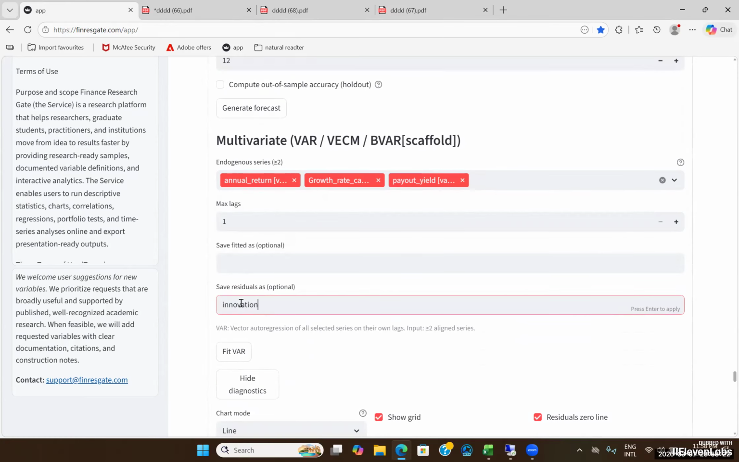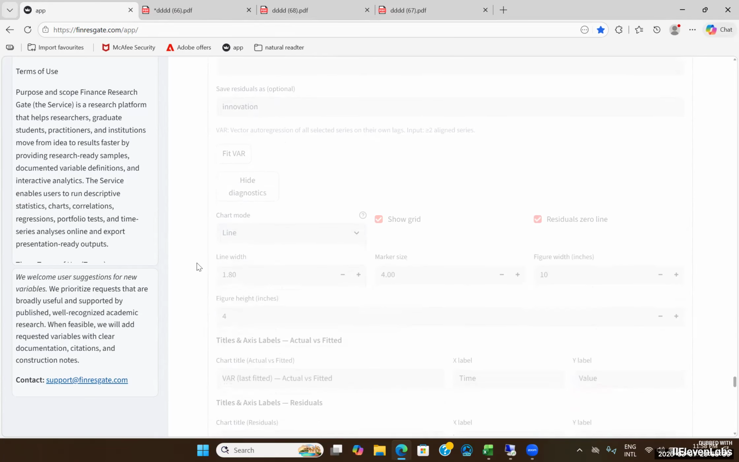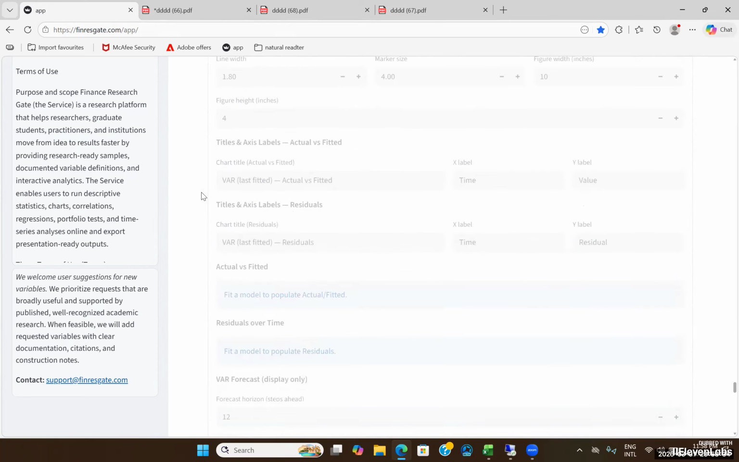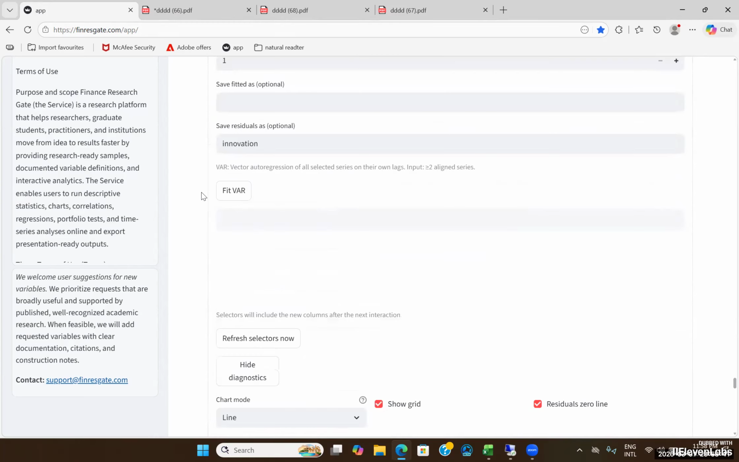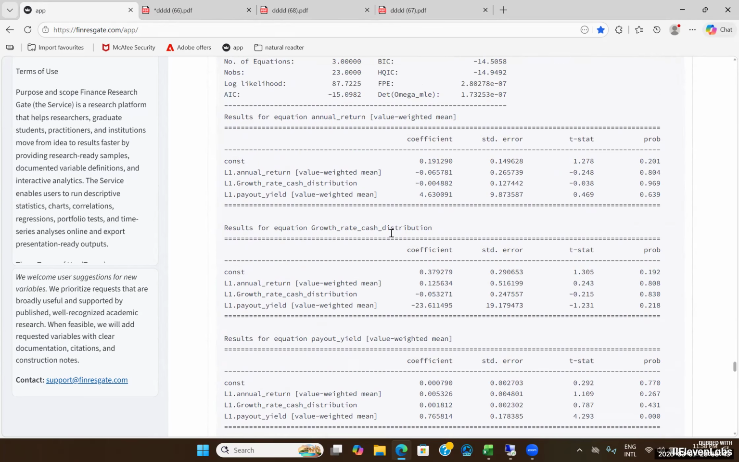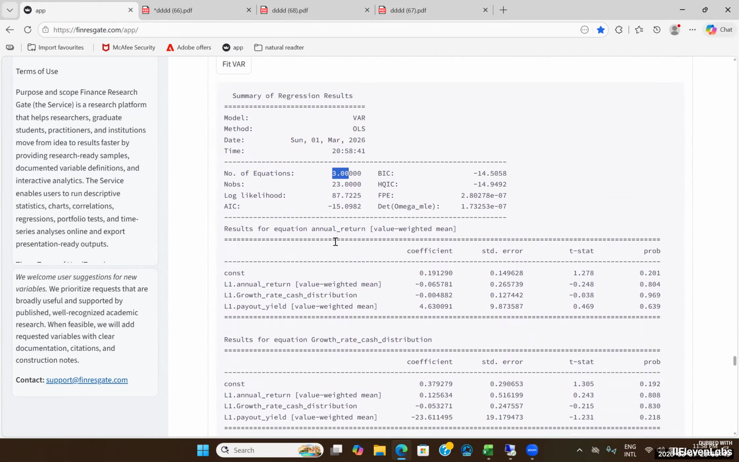We'll define the residuals from our vector autoregression model as the innovation. This signifies an element that is entirely unexpected given the established framework of the model. And then we are going to proceed with fitting the VAR. Give it a little moment. Here we are presented with the overall outcome of our model. Therefore, we have established three separate equations, considering that we are working with three distinct variables.